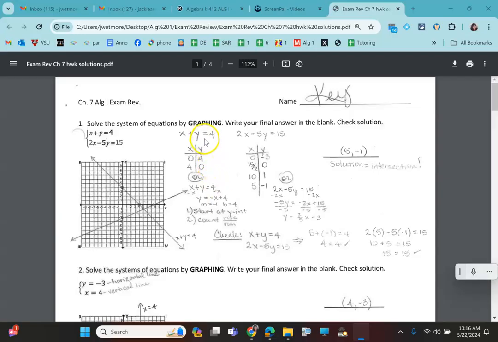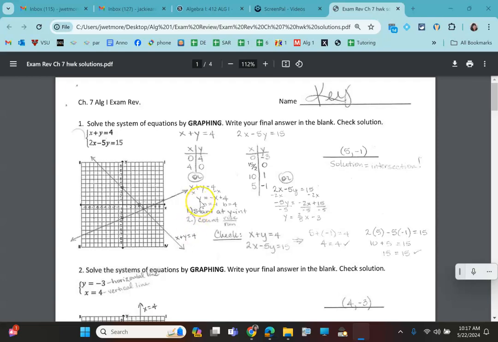So for this first one right here, x plus y is equal to 4. If I put 0 in for x, that would be 0 plus y equals 4, so y equals 4. And if I put 0 in for y, that'd be x plus 0 equals 4, so x equals 4. So I've got the point (0, 4) and the point (4, 0), and I could draw that line. So that's the line x plus y equals 4.